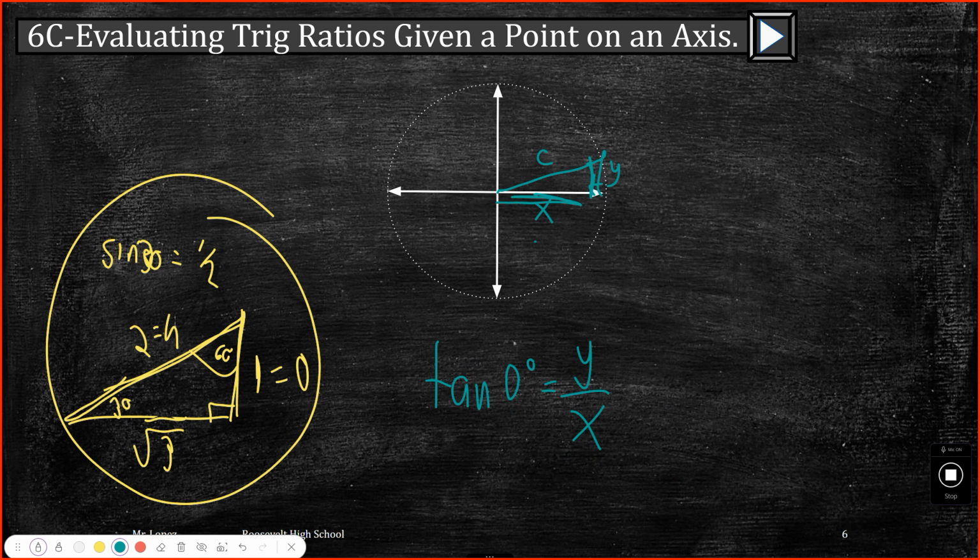But then Y is 0, no? It will eventually be 0. This Y value, when it's 0, this will be 0. And X would be some length, some actual number. So 0 over some number is 0. So it's going to be 0, wouldn't it? Tangent of 0 is 0.